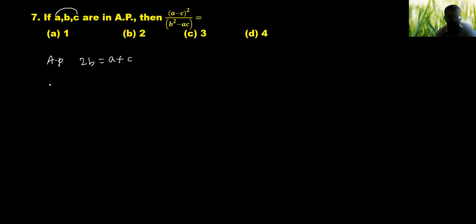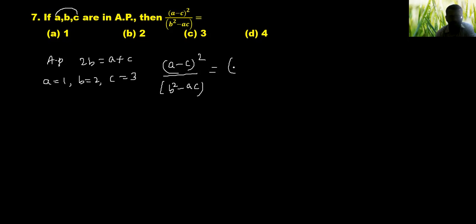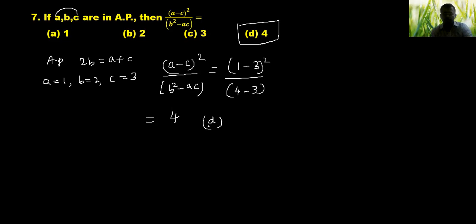Using that, you have to solve. But instead of that, the shortcut is to take values of A, B, C. I take A is 1, B is 2, and C is 3. See, 1, 2, 3 are in AP, correct? So substitute in the equation. A minus C whole square divided by B square minus AC. That is A means 1 minus C means 3 whole square divided by B square means 2 square is 4 minus AC is 3. So now observe, 4 minus 3 is 1, 1 minus 3 is minus 2, whole square is 4. Therefore, the answer is plus 4. So option D. For question number 7, D is the answer.